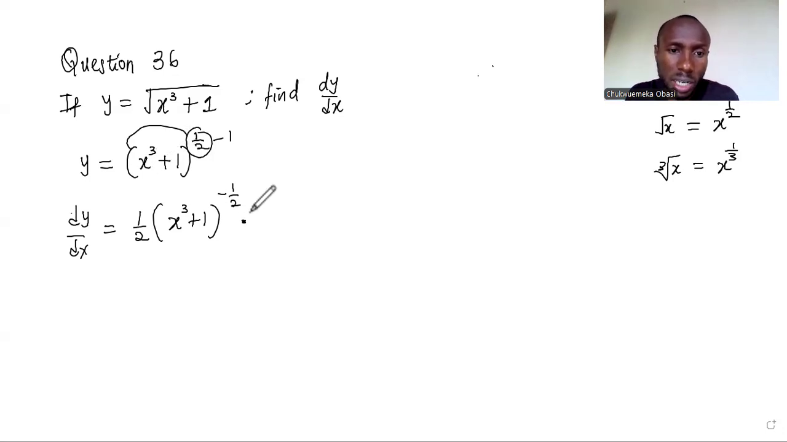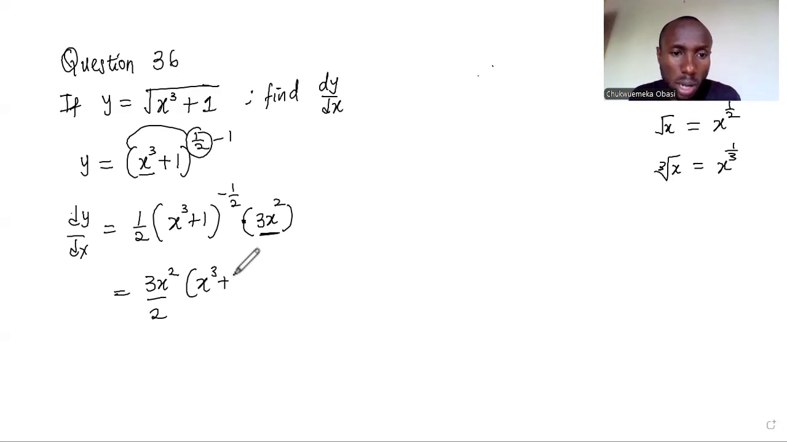When you differentiate the inner function, if you differentiate x cubed, that will become 3x squared, right? And if you differentiate 1, that's the constant, you get 0. So we are almost done. You can even see the answer in this form, but somehow you might want to rearrange your work. So let us go about rearranging this. If I multiply 1 over 2 and 3x squared, that will be 3x squared upon 2 times x cubed plus 1 to the negative half.